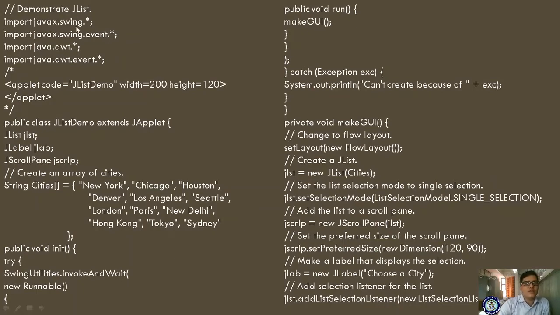Import javax.swing.*, import javax.swing.event.*, import java.awt.*, import java.awt.event.*. So it is a javax Swing program. You have to write this command line within an applet code. Here in your code attribute you supply the value as the class name. Public class JListDemo extends Applet. What is the name of the class? JListDemo. First you are declaring the objects.